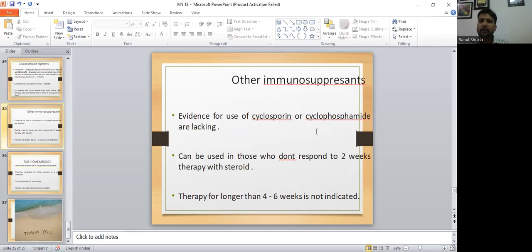Other immunosuppressants have also been tried in steroid-dependent and steroid-toxicity cases. A few case reports are with cyclosporin and cyclophosphamide. Although strong evidence is lacking, they can be used in those who don't respond to 2 weeks of steroid therapy, and therapy longer than 4 to 6 weeks is not indicated.